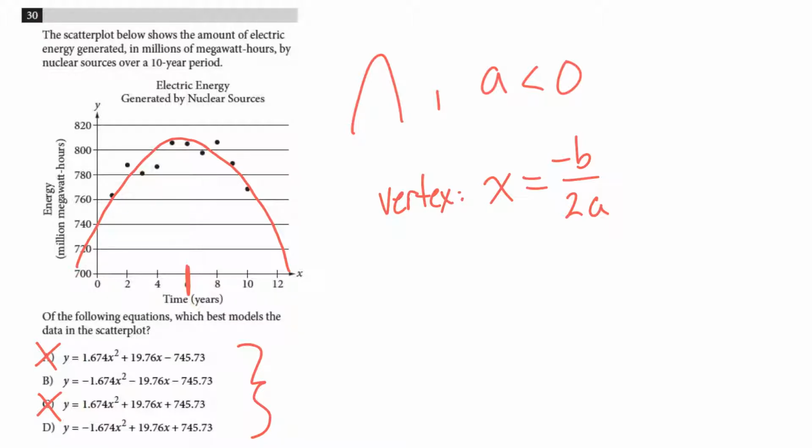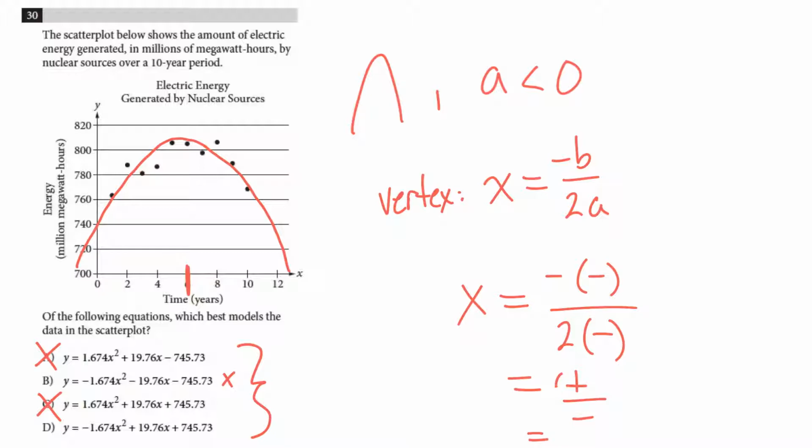Let's look at our two possible equations. Well, in this equation, b is negative, right? Well, if b is negative and a is also negative, then negative of negative b, that'd be a negative of a negative over 2 times a, which is also a negative. Okay, well that's going to be a positive over a negative.